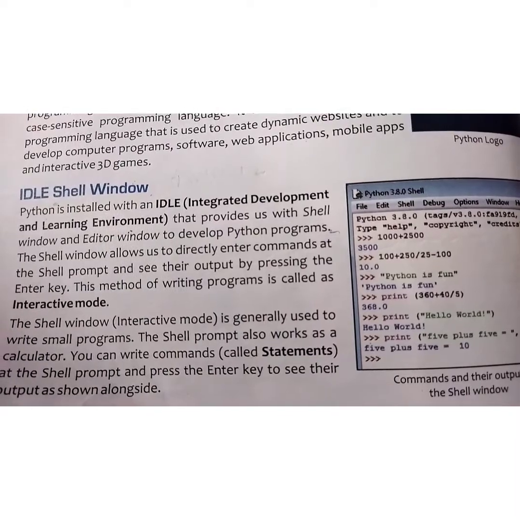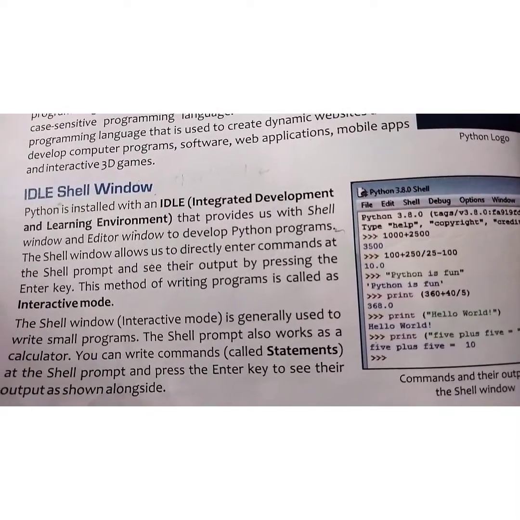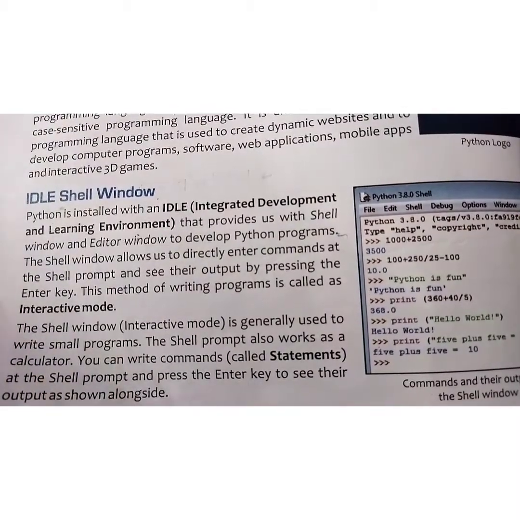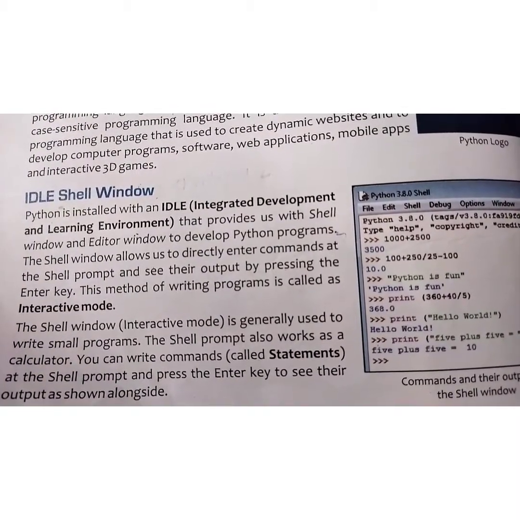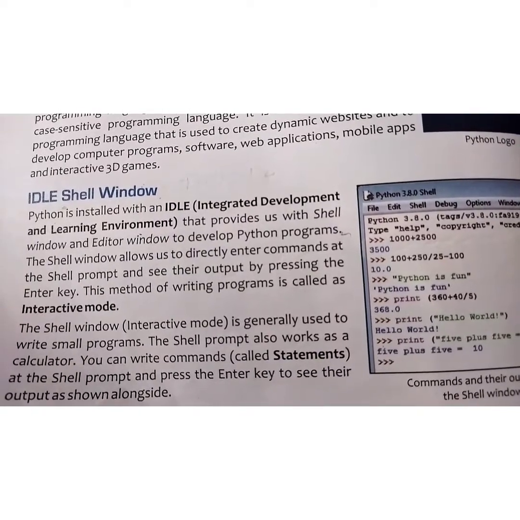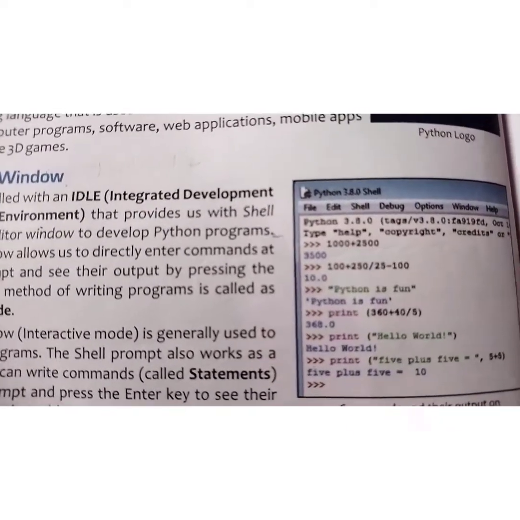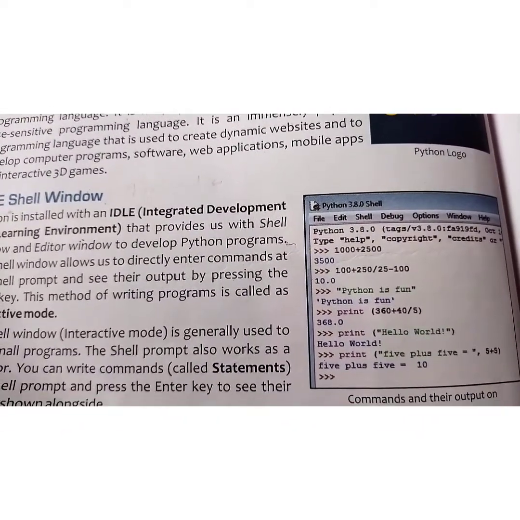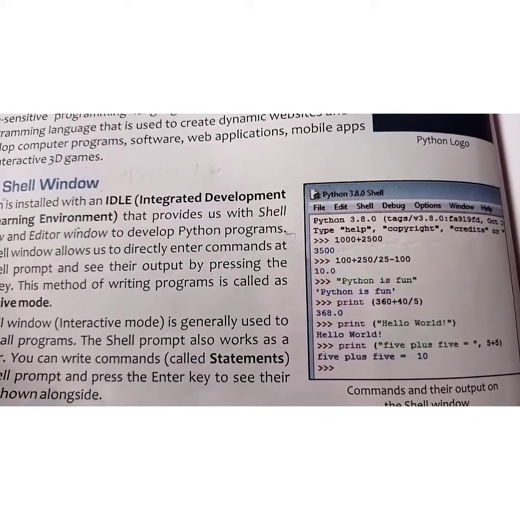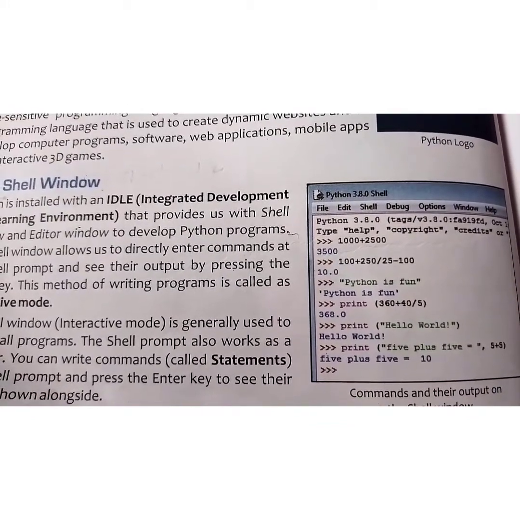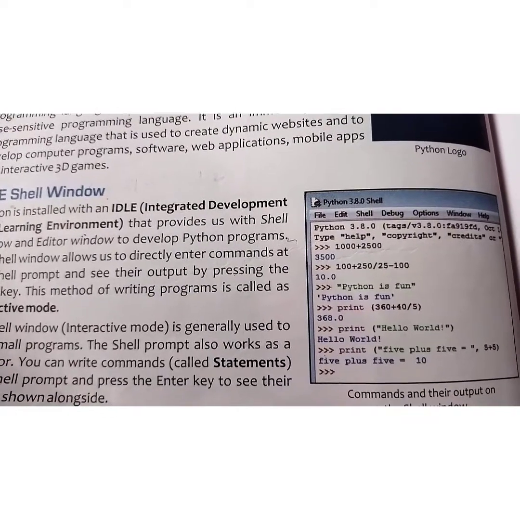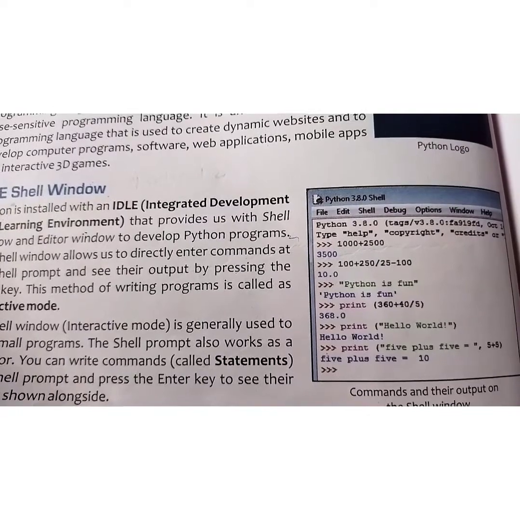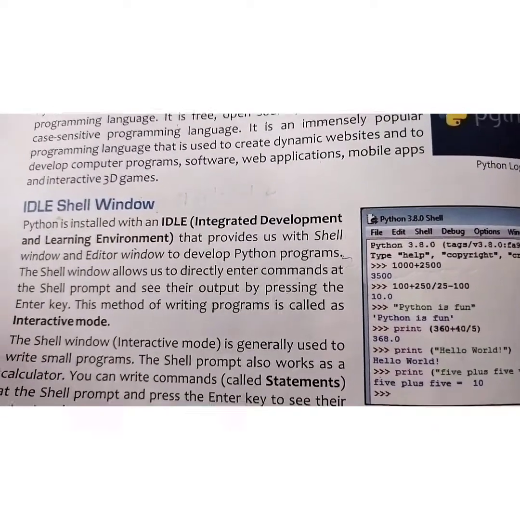The shell prompt also works as a calculator. You can write commands, called statements, at the shell prompt and press the enter key to see their output, as shown alongside. You can see examples of commands and their output. Basically, this is the editor of IDLE, version 3.8. You can see this is a proper editor. After this you will save the program and run the program.